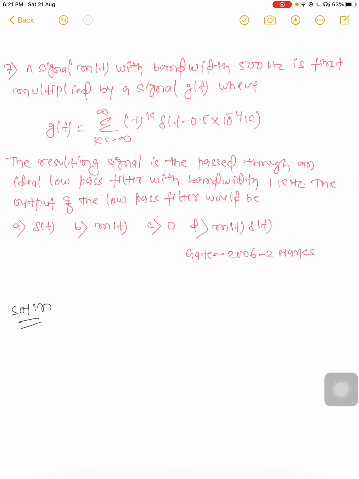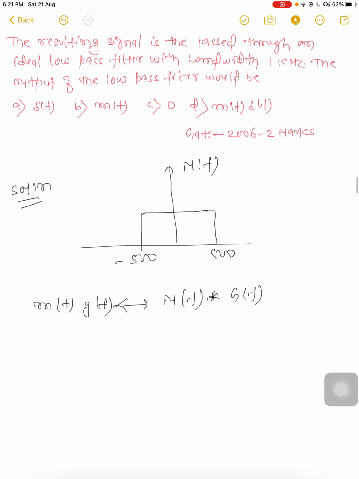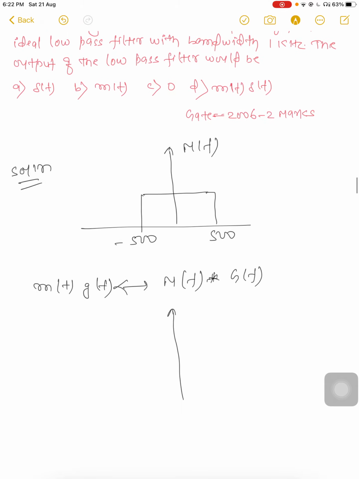First of all, let us write about the spectrum. The signal m(t) has a bandwidth of 500 hertz. Let us consider m(t) an arbitrary signal having frequency 500, and its spectrum will be M(f). And m(t) times g(t) will give M(f) convolved with G(f).